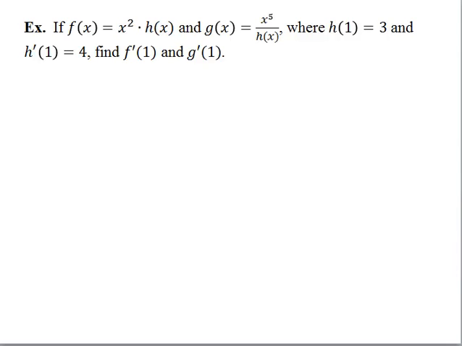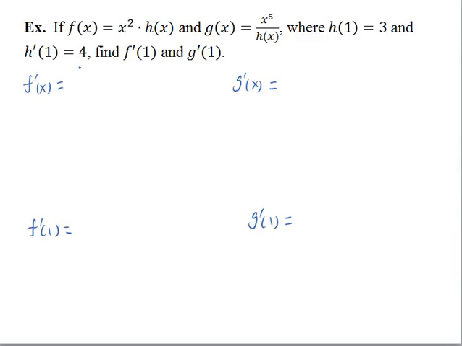The last example is an application of the product and quotient rules. If f of x is x squared times another function h of x, and g of x is x to the fifth divided by h of x. For that h of x, we only know its value at 1 and its slope at 1. We need to find the derivative of f at 1 and the derivative of g at 1. The idea is that we find f prime at general x and g prime at general x first. Then we substitute 1 into the expressions to find f prime 1 and g prime at 1.